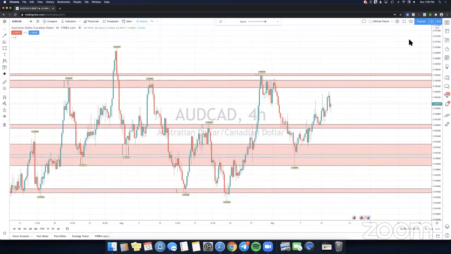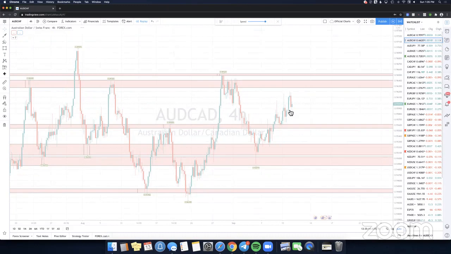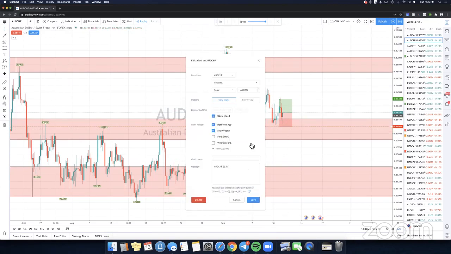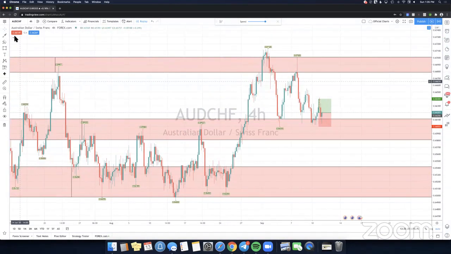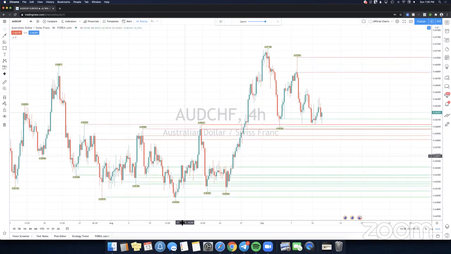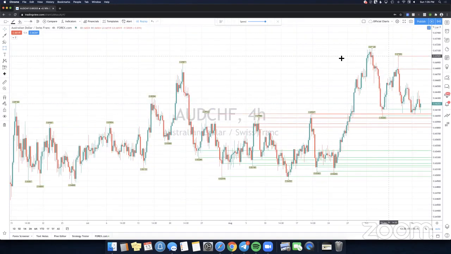Next pair over here is AUD/CHF. And it looks like this was a trade we had last week. It hit full TP right there for 20 pips. So I'm just going to delete this alert right here, and then I'm going to do the same exact thing I did with AUD/CAD. So I'm going to delete all my zones, turn on the K²SR indicator, and pretty much draw my zones from scratch.